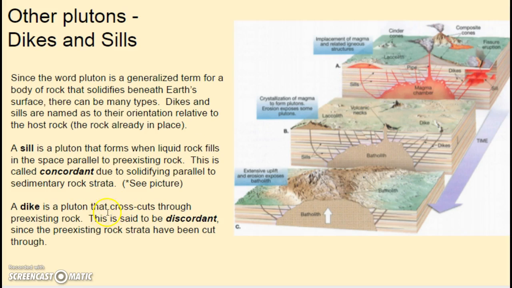Whereas a dike is a pluton, I almost said crouton, wow, that cross-cuts through pre-existing rock. This is said to be discordant, meaning these move perpendicular. So the dikes are cutting through this pre-existing rock, whereas sills are laid down parallel to the pre-existing rock. Sedimentary rock strata is laid down in horizontal layers, where a sill is literally wedged in between them, whereas a dike cuts through them.